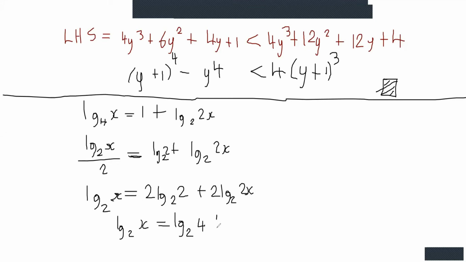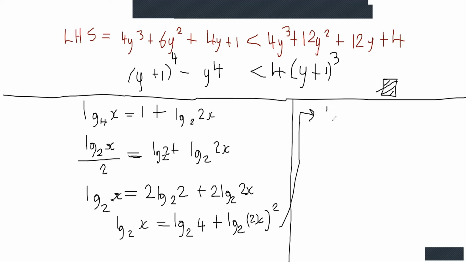We bring up the power, bring up this power now, and we get log base 2 of (2x) all squared. You have to bracket the 2x, it's not just 2, it's 2x all being squared. Now by rules of logarithm, what we end up getting is log base 2 of x is equal to, write it as one logarithm, log base 2 of 4 multiplied by... you see that (2x) all squared, 2 squared is 4, so it becomes 4x squared.